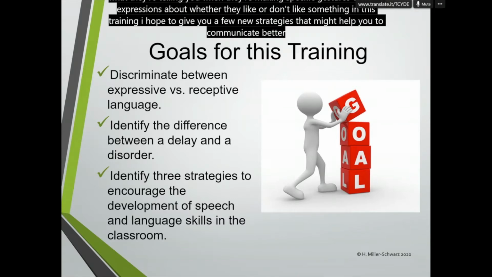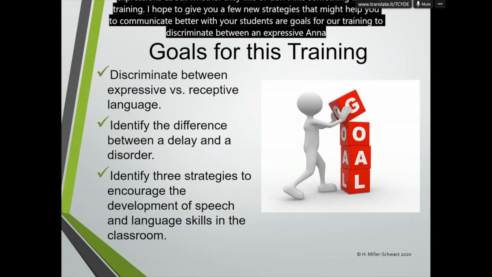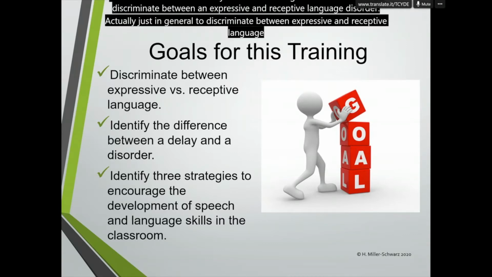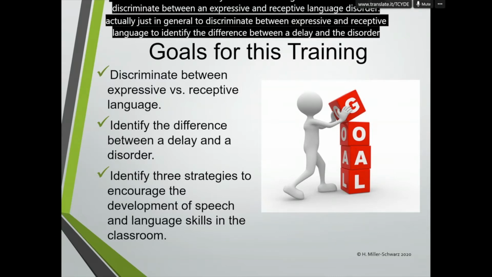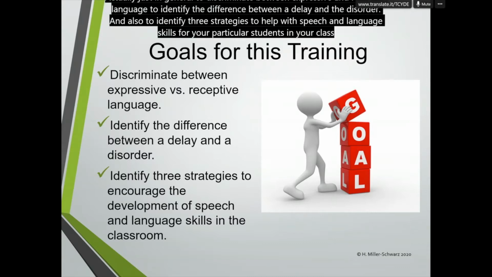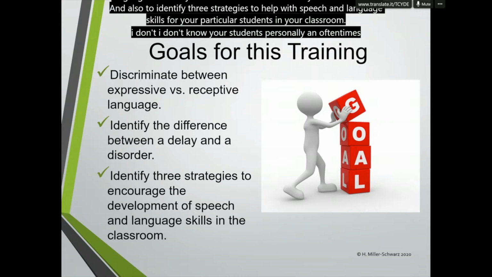Our goals for our training are to discriminate between expressive and receptive language, to identify the difference between a delay and a disorder, and also to identify 3 strategies to help with speech and language skills for your particular students in your classroom.